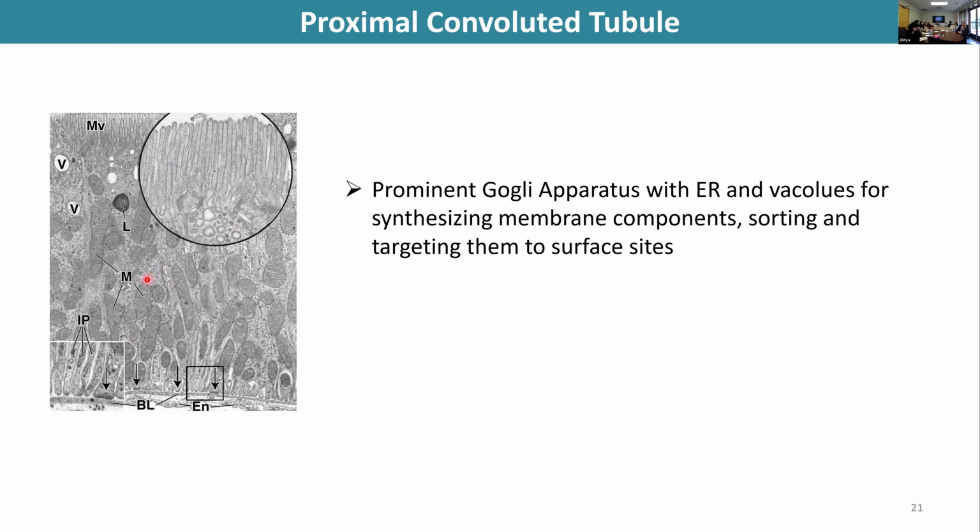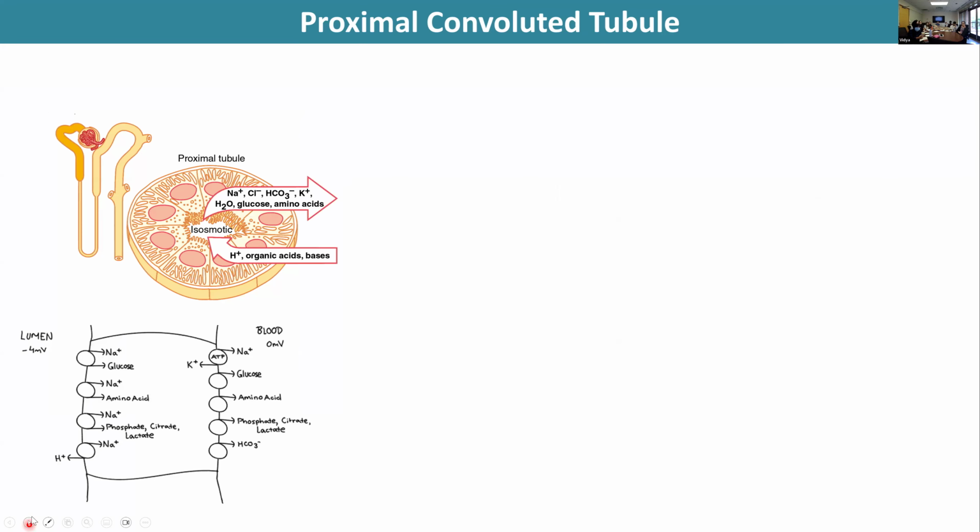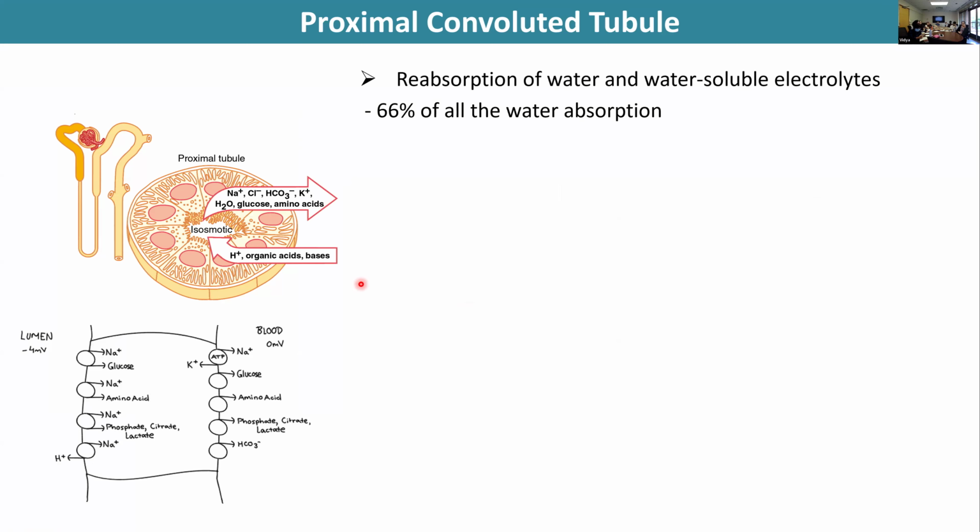The proximal tubule cells also have Golgi, endoplasmic reticulum, and vacuoles, which help in synthesizing and secreting a lot of molecules. And again, as I mentioned before, they have numerous mitochondria which supply energy for the active transport of water and ions. The proximal tubule is the region where the maximum amount of water is reabsorbed, almost 66% of the water.